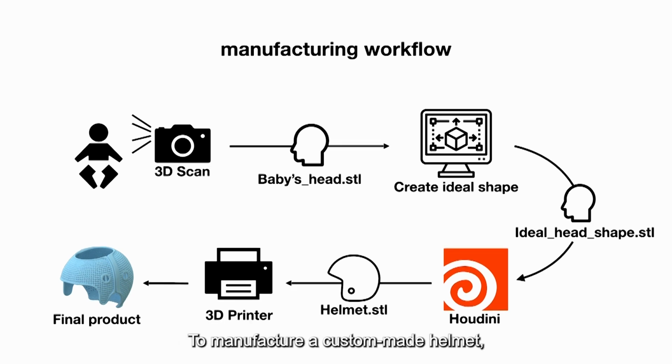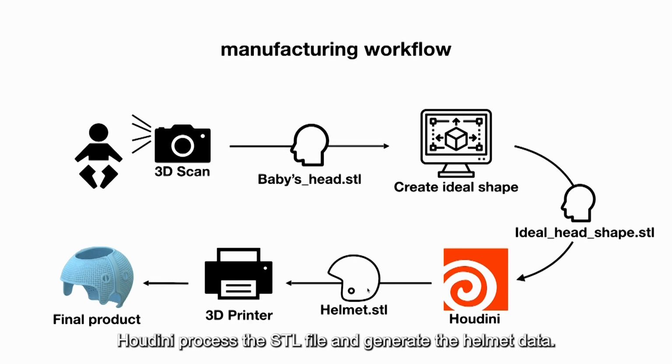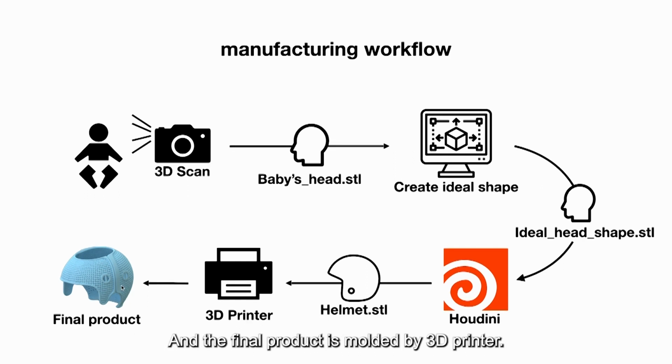To manufacture a custom-made helmet, we use this workflow. At first, we get the baby's head shape using a 3D scanner, and the scanner exports an STL file. Next, we create an ideal symmetrical head shape from the STL file. Then the shape data is imported to Houdini. Houdini processes the STL file and generates the helmet data. On this step, we set some parameters adaptively for each baby. And the final product is molded by a 3D printer.